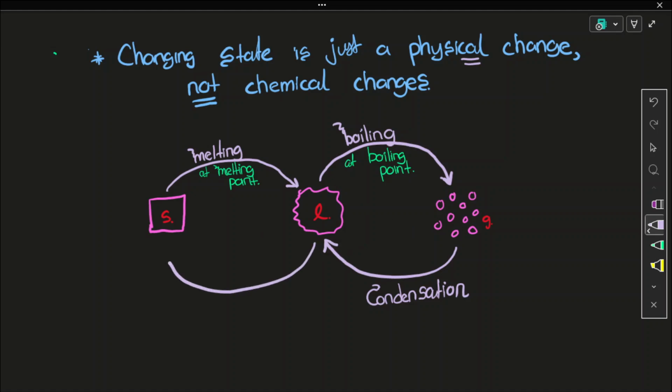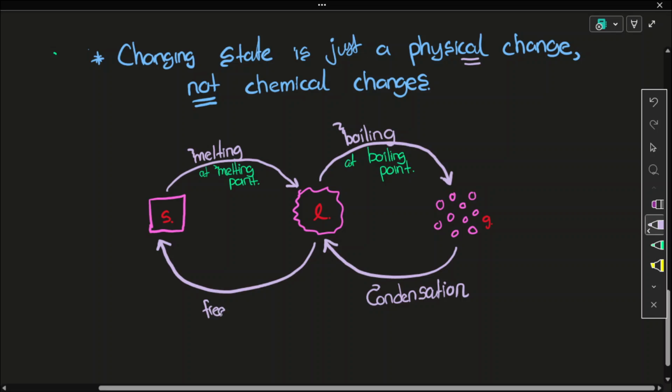And then what's this process? You obviously know melting. What's the reverse of that? That's going to be freezing. Always think of ice, you know. Melting ice, freezing ice, state changes. Okay? These are the main four processes or the main four state changes that you have to know.